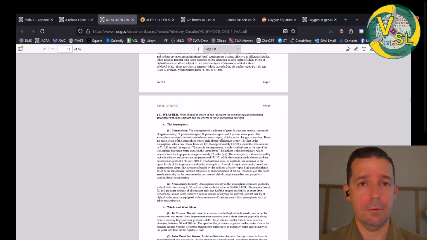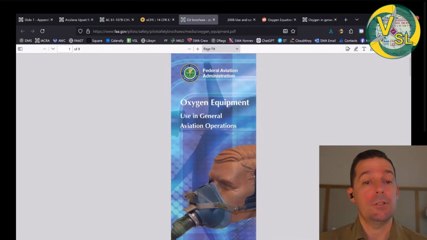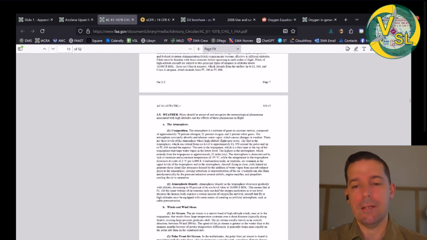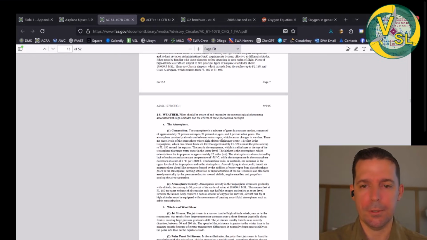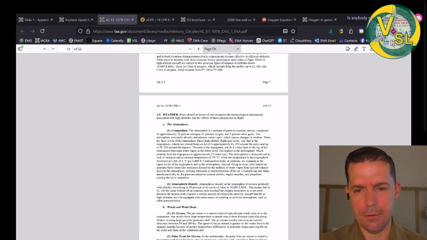And one of the other resources that you're going to see in the show notes or the Discord channel is the oxygen equipment brochure from the FAA. We're also going to be referencing this, and this is oxygen equipment use in general aviation operations. It's not like an in-depth resource, but it is a decent resource, and there's some stuff in there that we're going to talk about. So back to the advisory circular. I'll pull up a couple things here. I've got some notes that I'm going to go through.